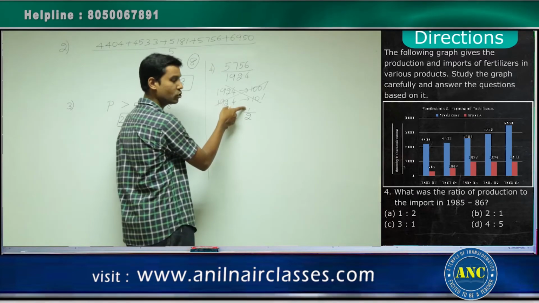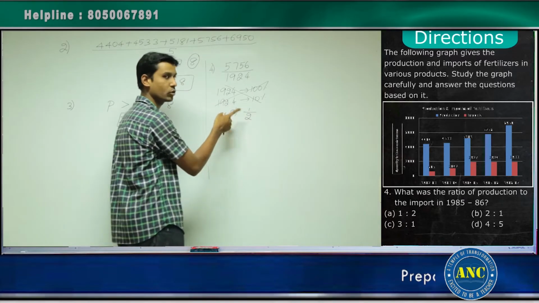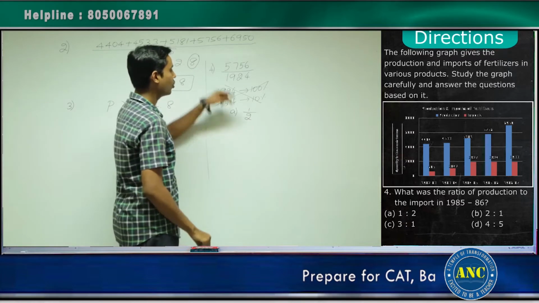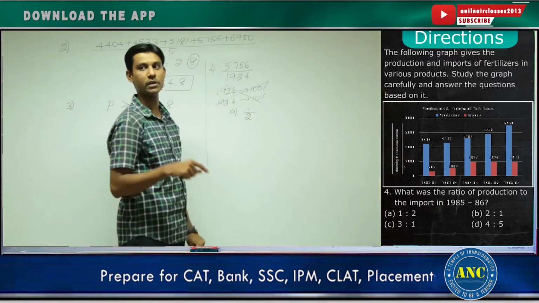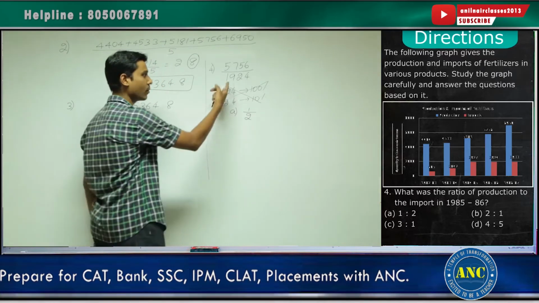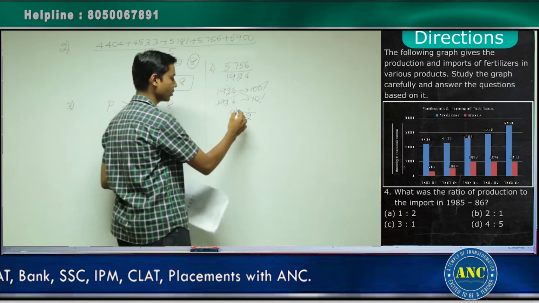1/2 means if the numerator is 1, the denominator should be 2 times the numerator. The numerator is 5000 something, so the denominator should be 2 times 5000. That means it should be close to 10,000. Is the denominator 10,000? No. First option is ruled out.